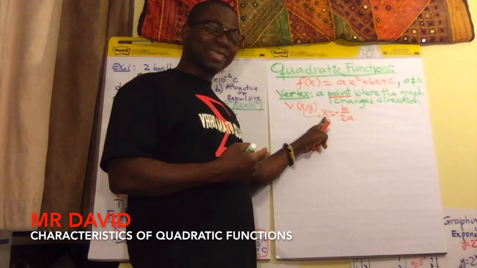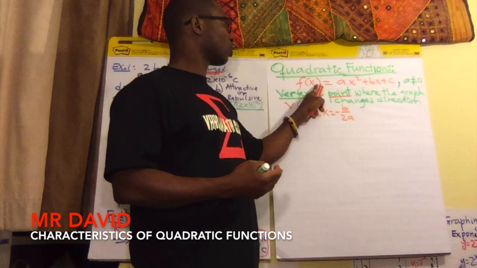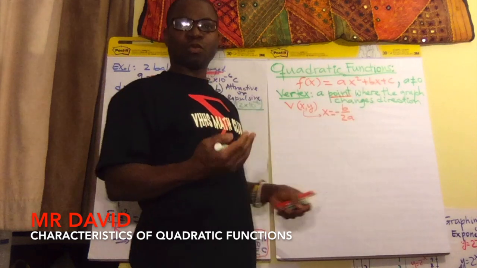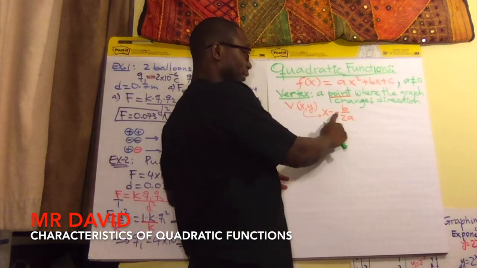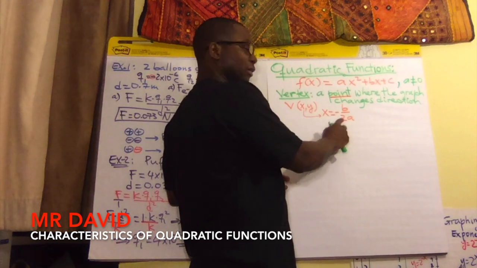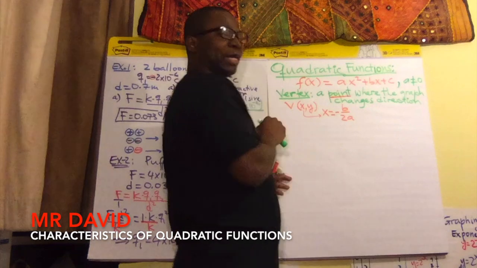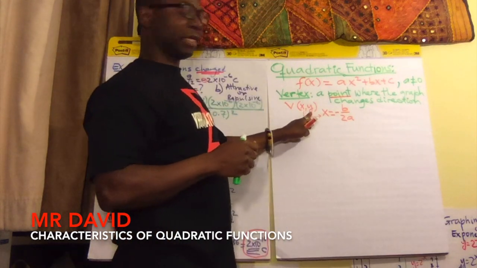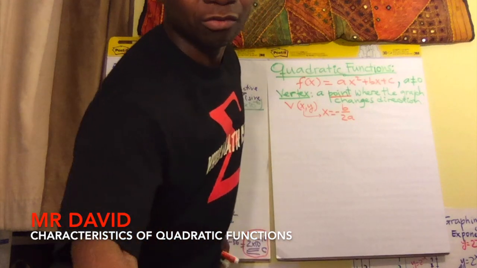Once we find this x coordinate of the vertex, we just take that and plug it into the function to find the y. So to find the x coordinate of the vertex, negative b over 2a. Take this point, plug it in, and you will get the y coordinate. That's how we find our vertex point.